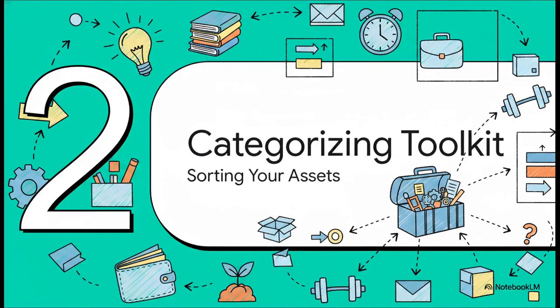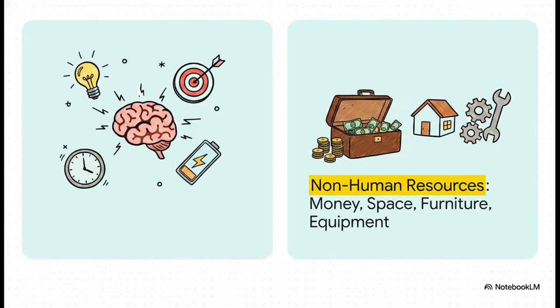Moving on to section 2, categorizing your toolkit, sorting your assets. Notice how we can split our assets right down the middle here. We're contrasting internal human resources with external non-human resources. Human resources are the things inherently tied to you, right? Your knowledge, your motivation, your skills, your energy, and your time.